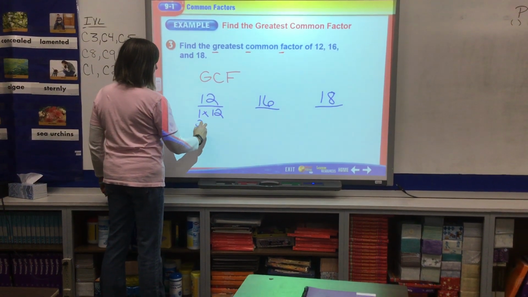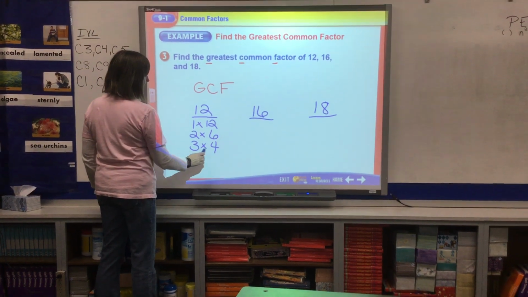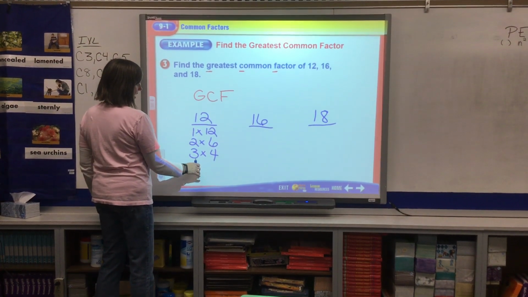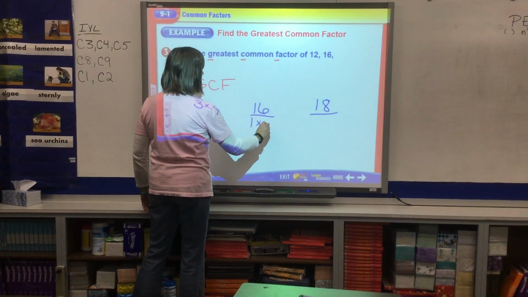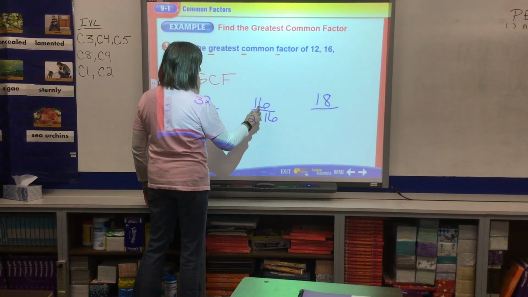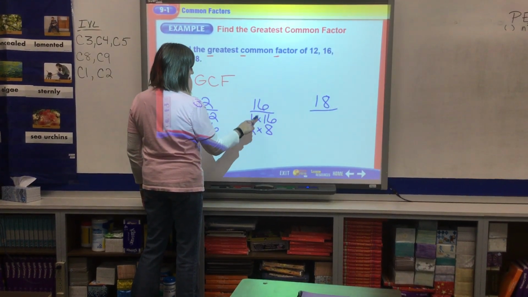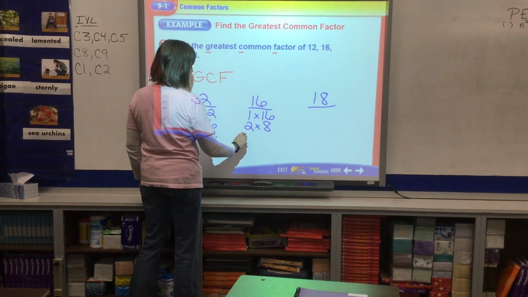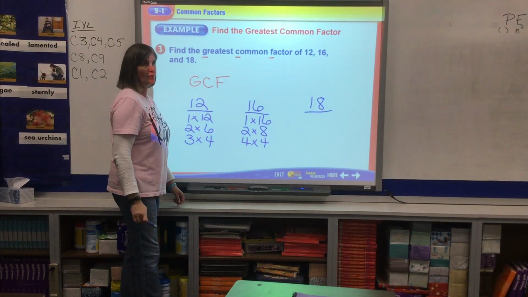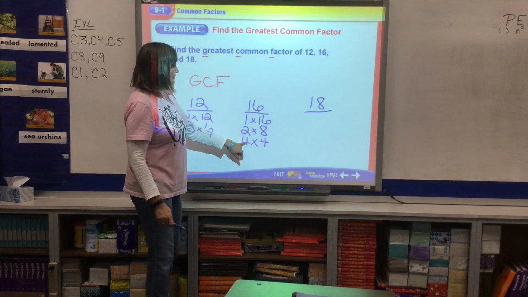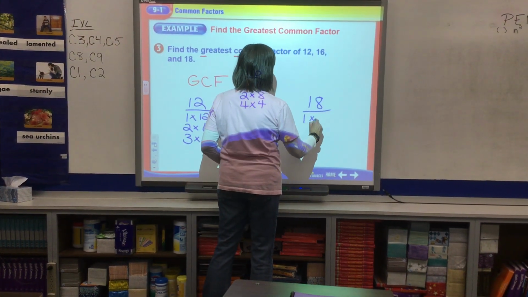This is even, so I know 2 goes in there. I know 3 times 4. Now we know we're done because we have a 3 on this side and a 4 on this side. There's no numbers in between there. Here we've got 1 times 16. It's even, so we know 2 is going to go in there. The next number I would try would be 3, but I know 3 doesn't go into 16, so I'm going to try 4, and I know that does go in there. It's 4 times 4. And now I know we're done also because we have a 4 on both sides. No other numbers go in there.